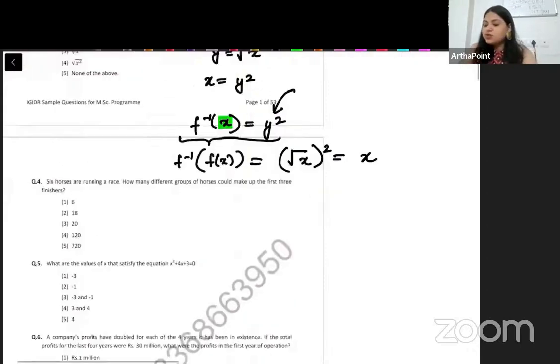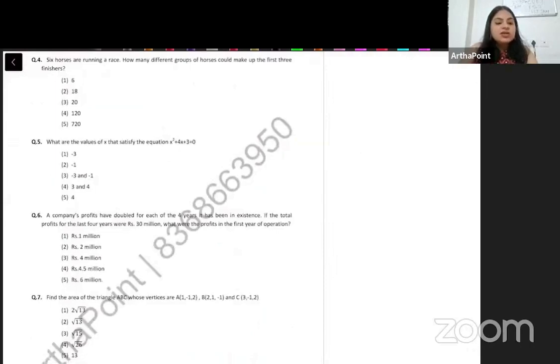Okay, come to the next question now. It says there are 6 horses running a race. How many different groups of horses could make up the first 3 finishers? So beta, 6 horses are running a race, and out of 6, I have to make 3 finishers, right? So simple: out of 6, I have to choose 3. So 6 C 3. So I will get 6 factorial over 3 factorial, 3 factorial.